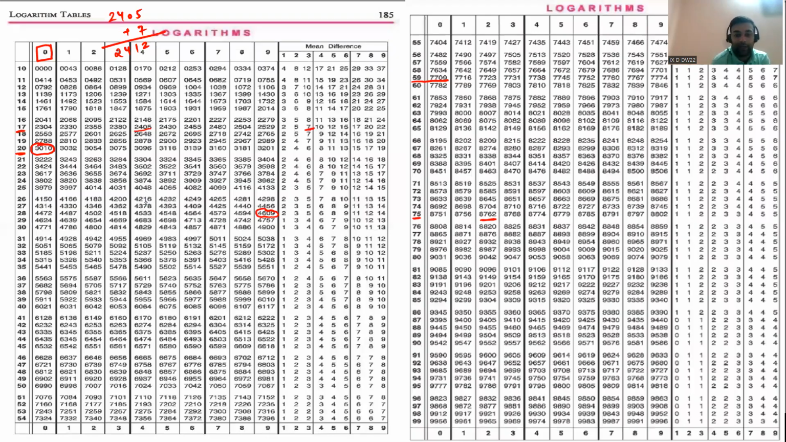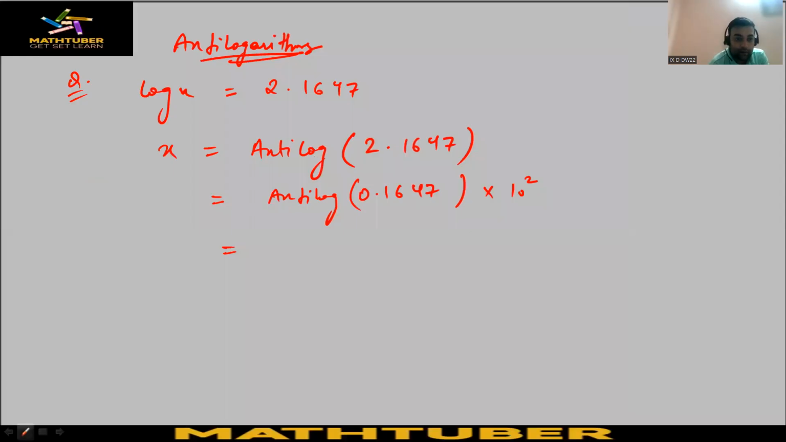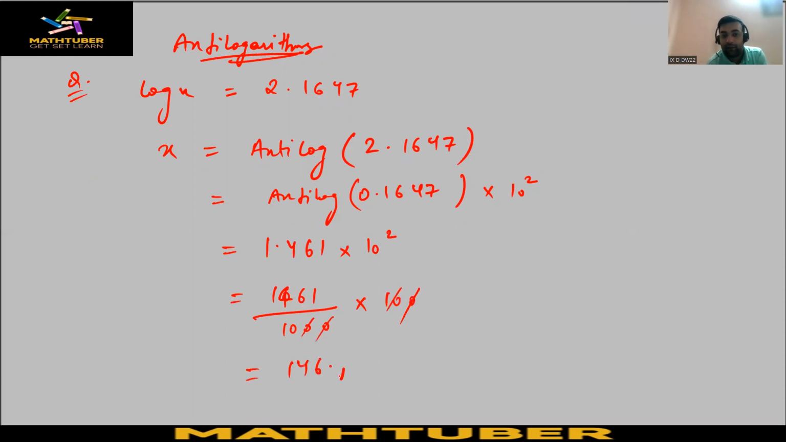So you have to write now 1.461 into 10 raised to power 2, which means 100. So 1461 upon 1000 into 100. So double zero gets cancelled and you will get 146.1 as the answer. Right. So basically, the procedure of anti-log is to remove the log from the given number.